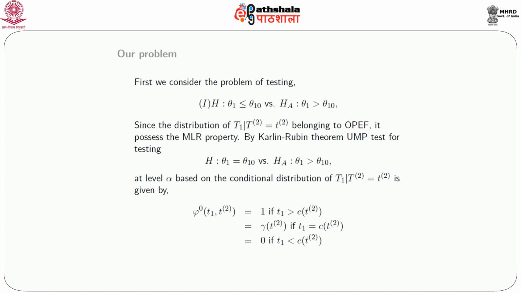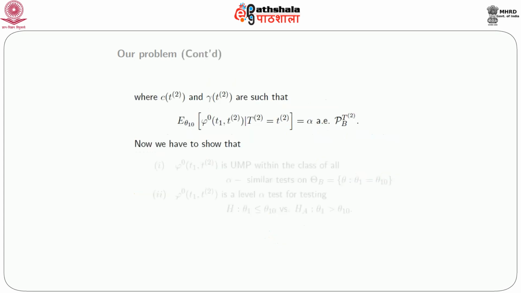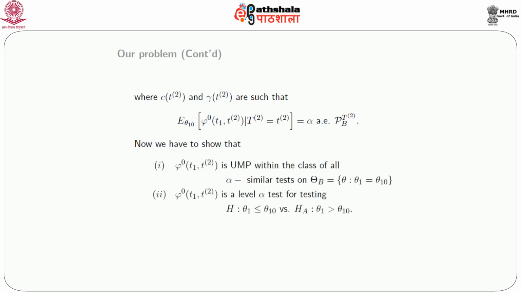phi naught of T1 comma T2 equals 1 if T1 is greater than some constant C, which depends on T2, equals gamma, which may depend on T2, if T1 equals C, and equals 0 if T1 is less than C, where C and gamma are such that expectation under theta 1 naught of phi naught of T1, T2 given T2 is equal to alpha almost everywhere on script P_B T2.